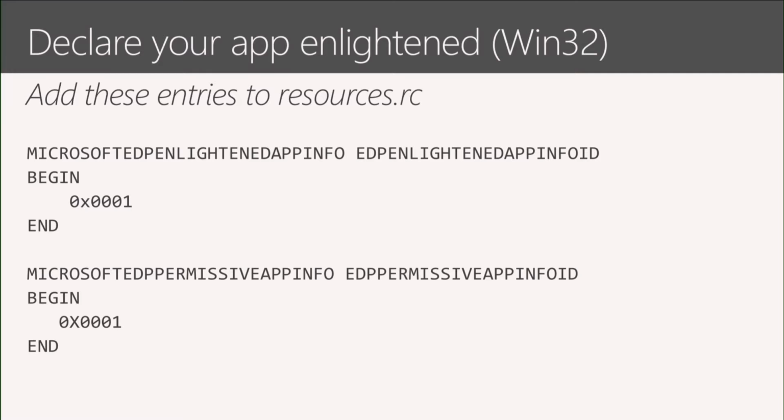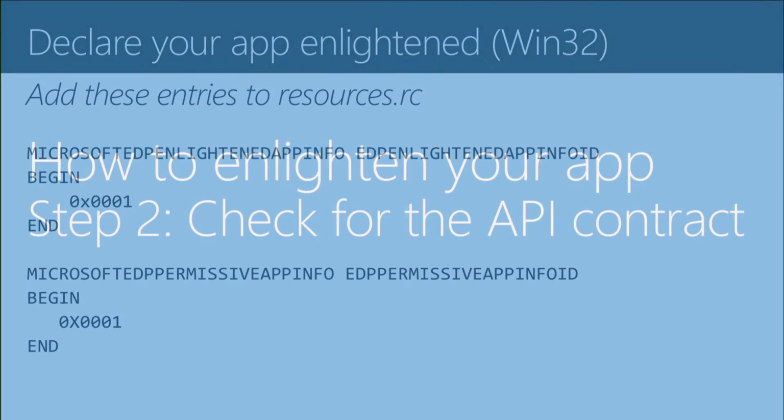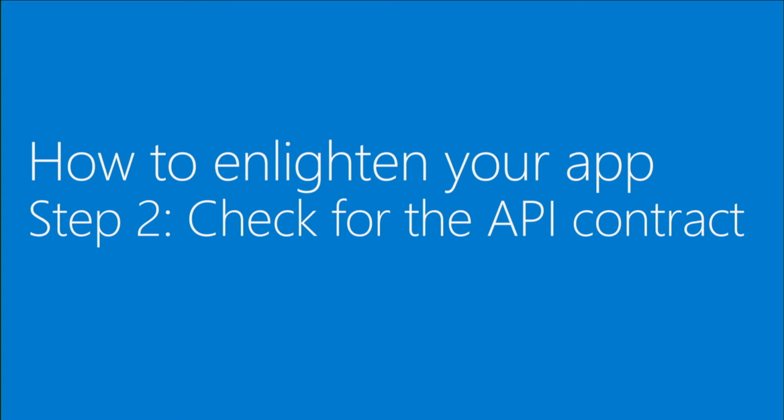If you have a Win32 or Classic application, that's when you declare your app enabled in your resource section. So if you have a PE resource file, your resource.rc, for example, you say Microsoft EDP Enlightened App Info, add an ID for that that says 1. You also, I highly recommend, should add the EDP Permissive App Info one. This is what will smooth the way when you are doing a save as. It tells various parts of the operating system that you can go to the network, it's fine. Step 2, check to see if the API contract is available.